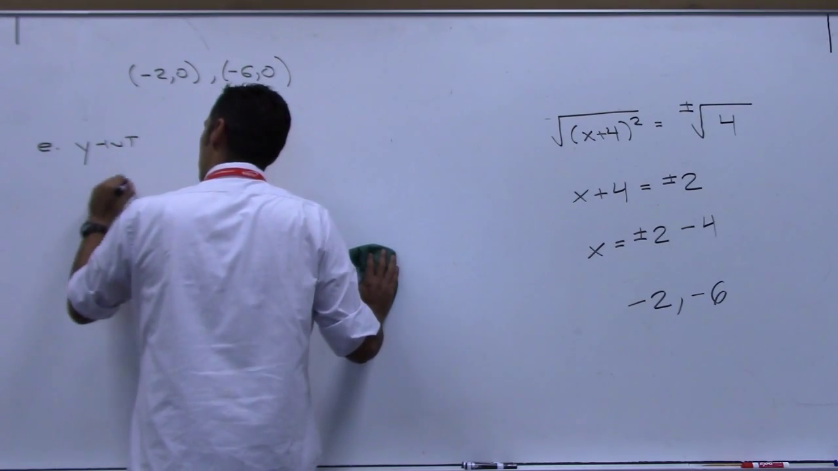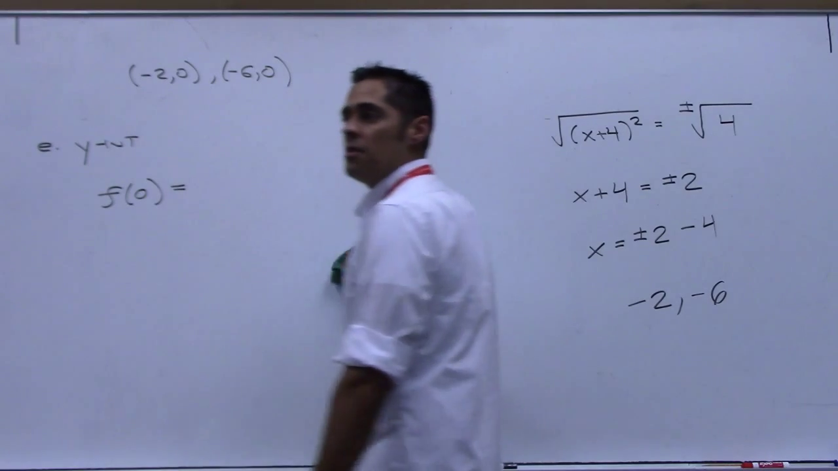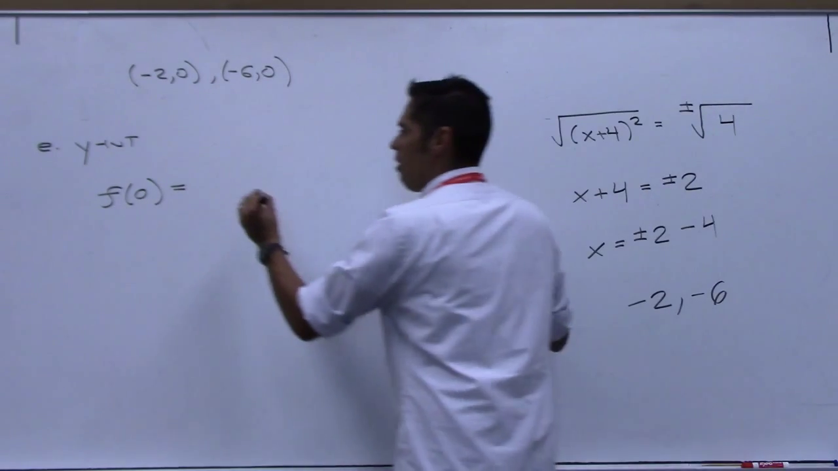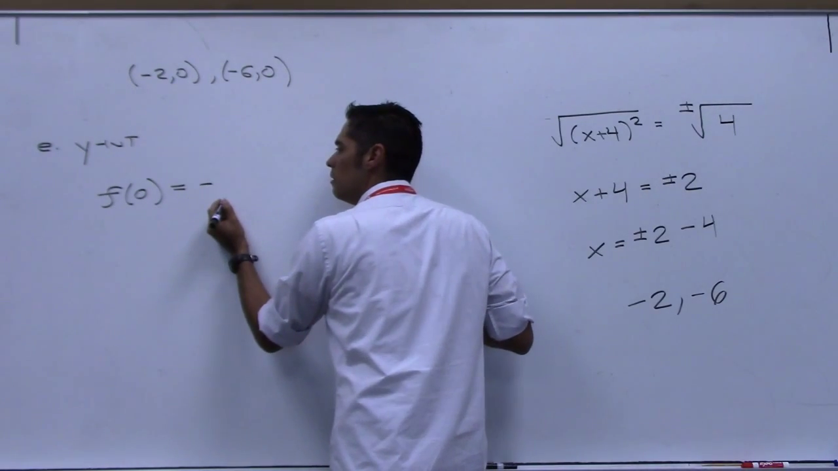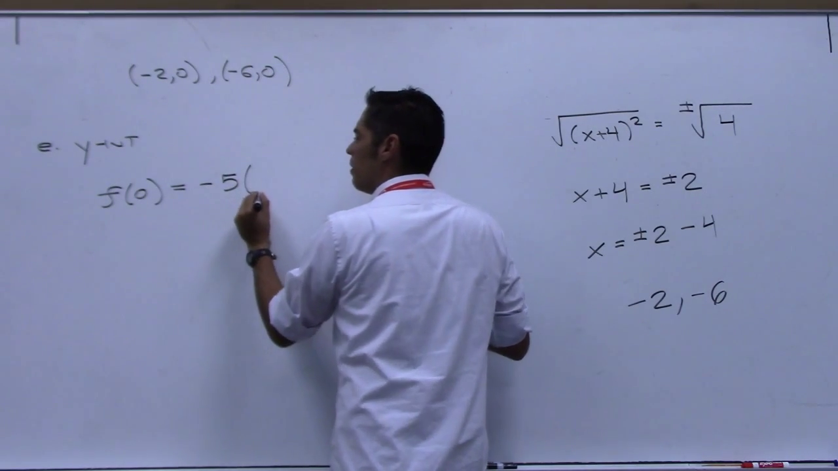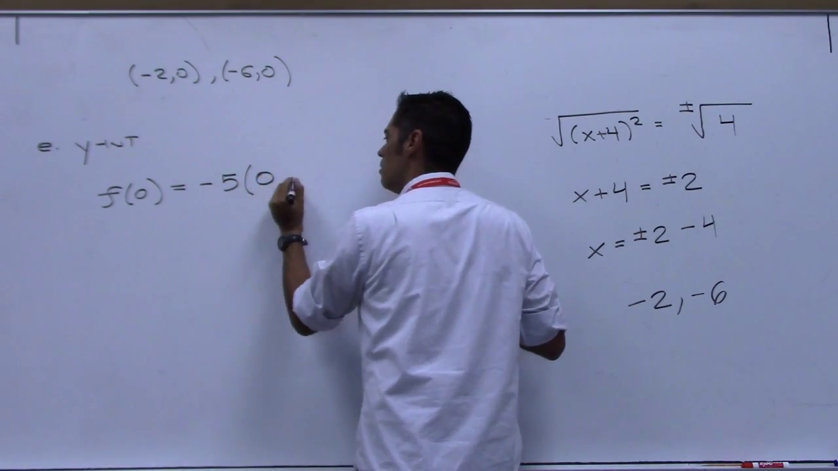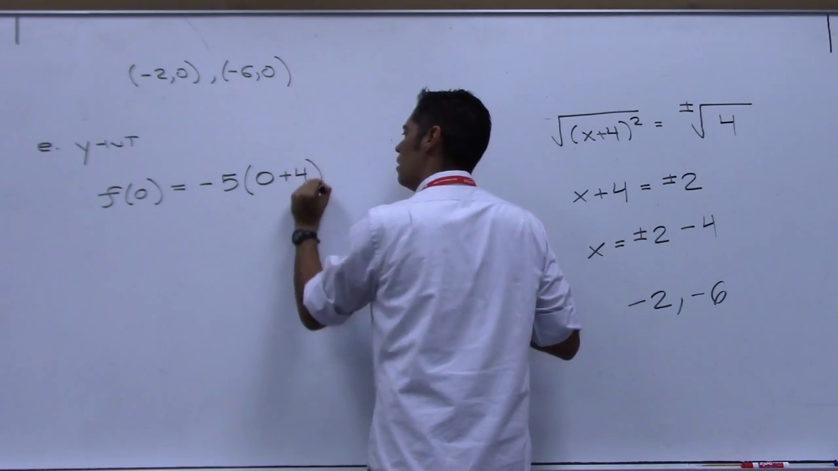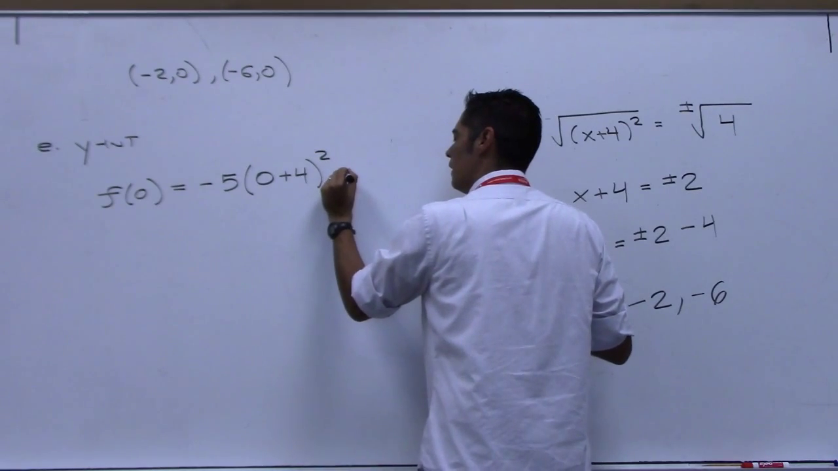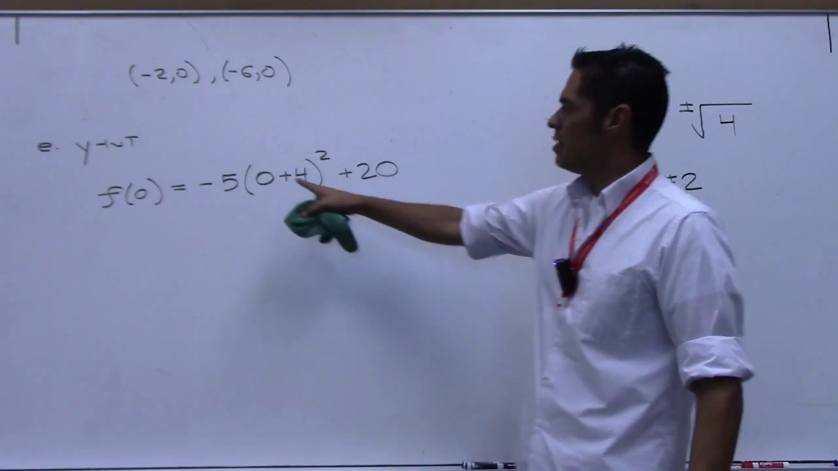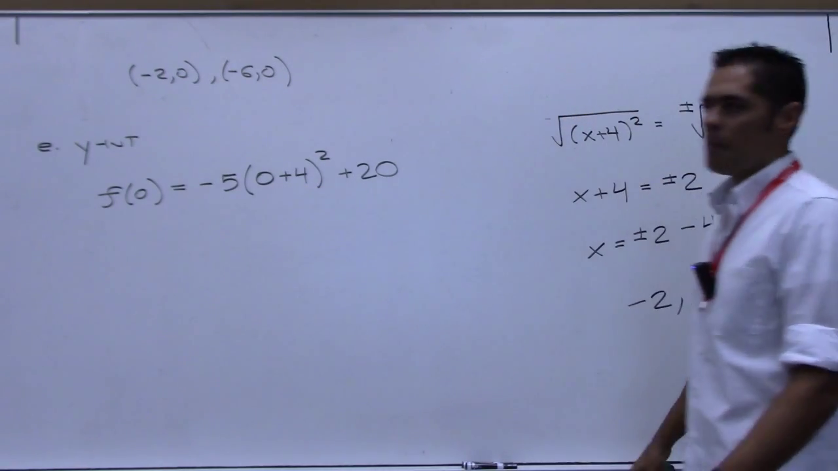We do f of 0. Now you must be careful when you do f of 0 in standard form, because it doesn't work as nicely as it did in the other form. So negative, wait, was it negative? Yeah, -5. Replacing x with 0, plus 4, squared, plus 20. Was that it? Sorry, okay. So I replace the x here with 0. What do you get there?